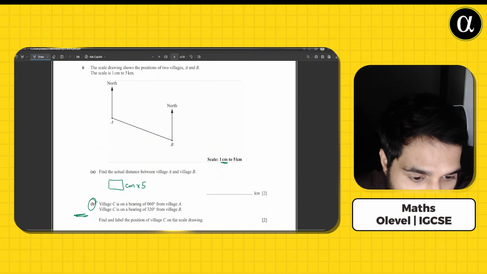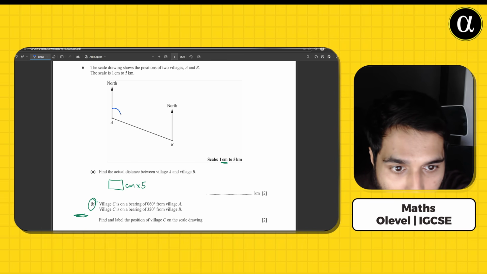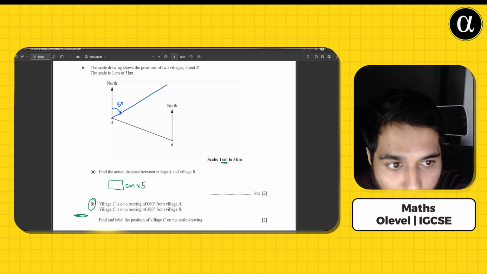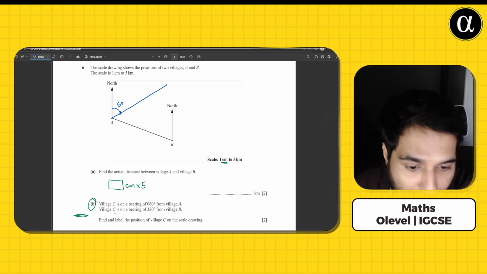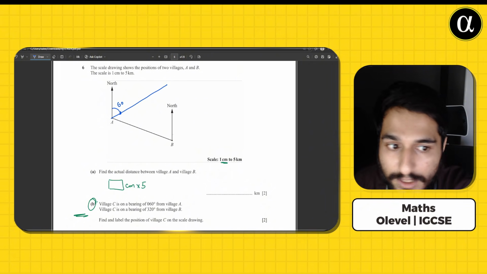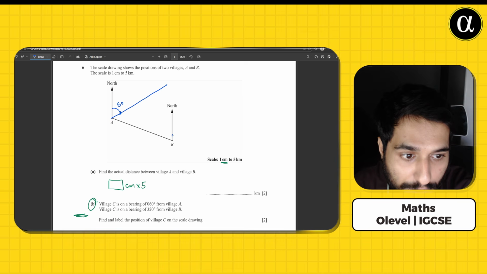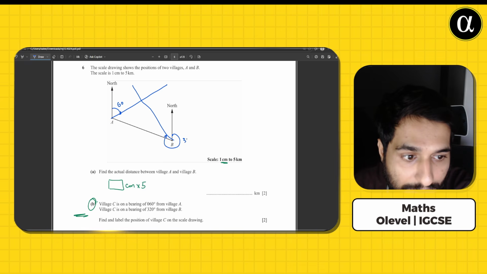All right. So if village C is on 60 degrees from A, that means at A, on the bearing of 60 degrees, somewhere around here there is going to be village C, which would lie on this particular line. And in a similar manner, if village C is on a bearing of 320 degrees from village B, you're going to mark 320 degrees on your protractor, starting from the north of your B, and at 320 degrees you are going to draw a line of 320 degrees bearing, and somewhere here is going to be your village C.